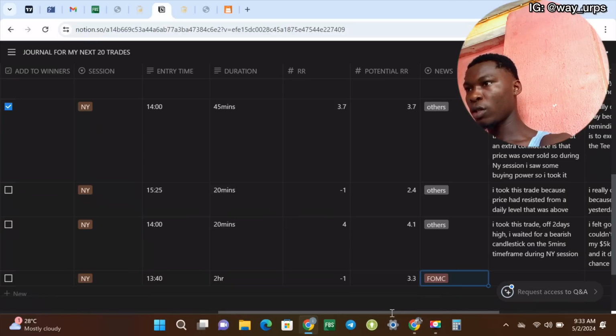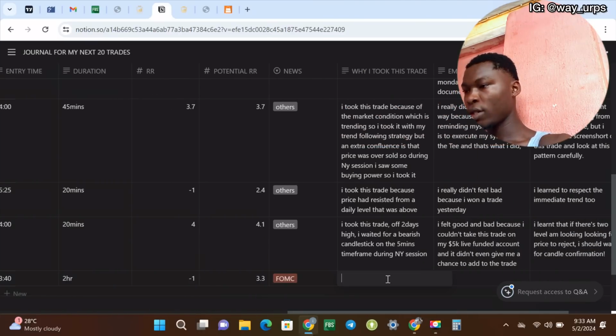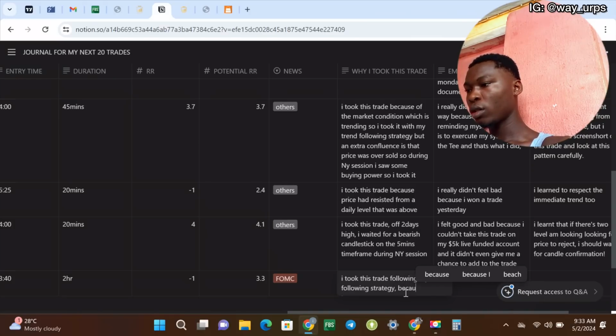It was a news day, so this is where it gets interesting. Why I took this trade. I took this trade following my trend, following our strategy, because the market was trending. Simple.